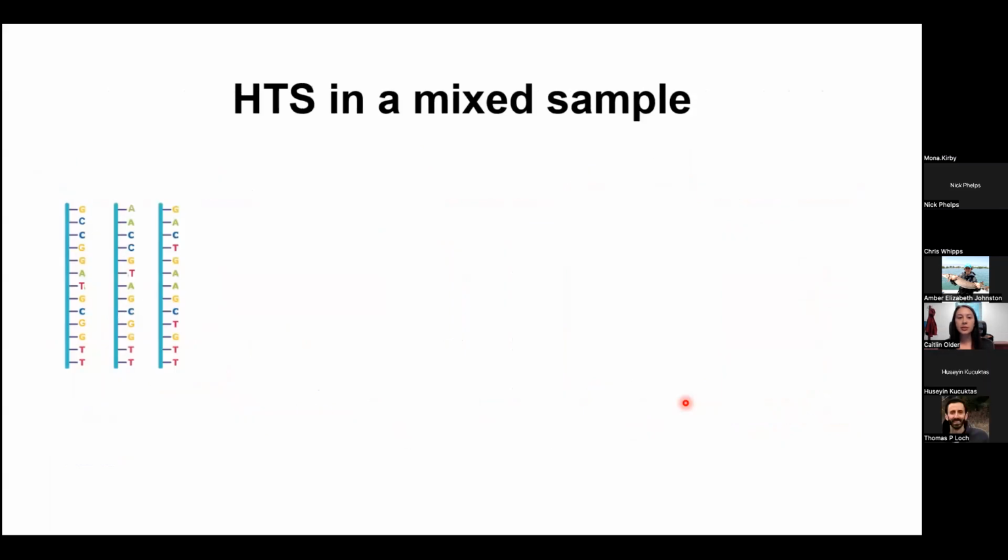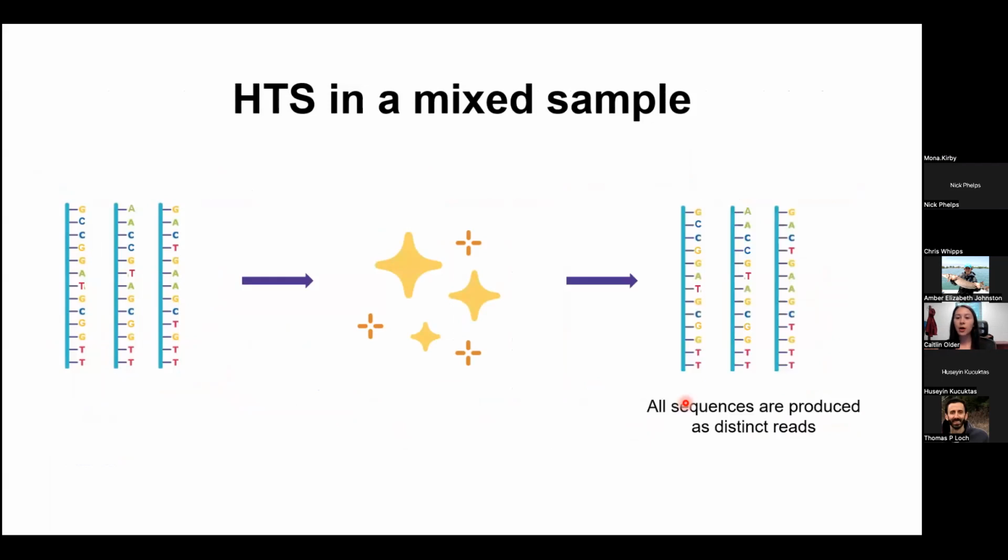With high throughput sequencing, you can use these 3 different sequences or amplicons that you have in your PCR product, subject it to the magic of sequencing, and then you end up with all of your sequences produced as distinct reads. So you're able to identify every single bacterial species that's present in your sample. And so this is really useful for profiling bacterial communities that are in complex mixed samples.